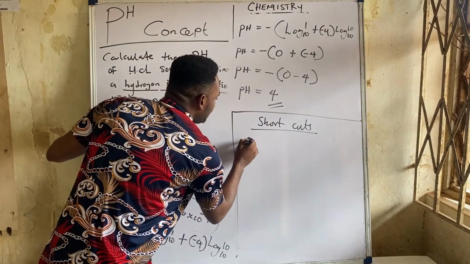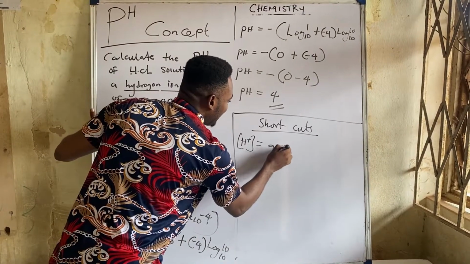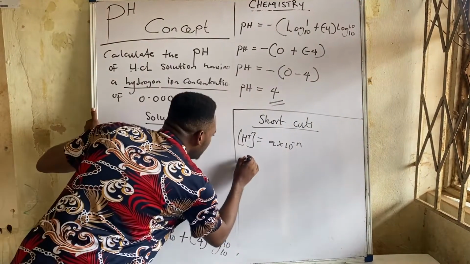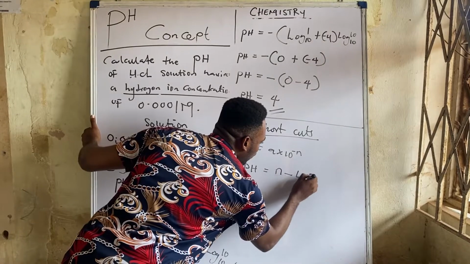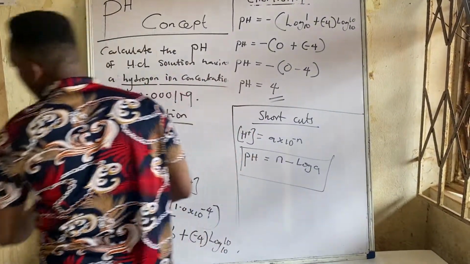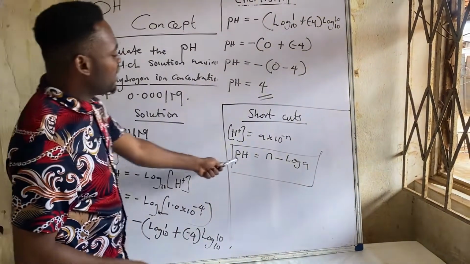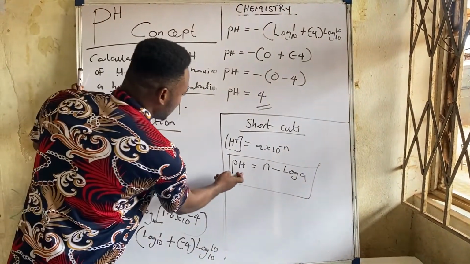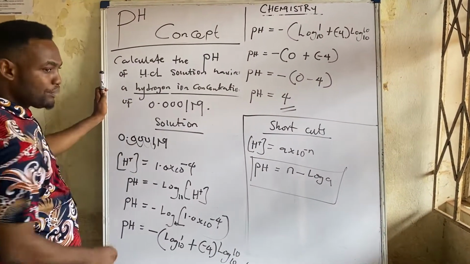One is, whenever we have H plus concentration as A times 10 to the power minus n, then pH will be equal to what now? n minus log A. This is an alternative method of getting pH. So let's see how we can use this alternative method to get the answer to this same question.